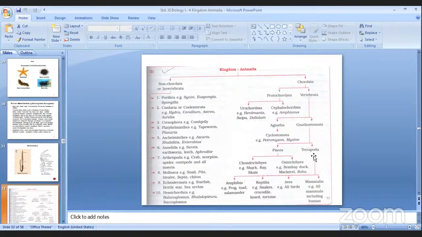And Tetrapoda, there are 4 different classes. One is class Amphibia, class Reptilia, class Aves, that is all birds are included in this, and then class Mammalia, which includes even humans. Clear? So now let's start one by one.